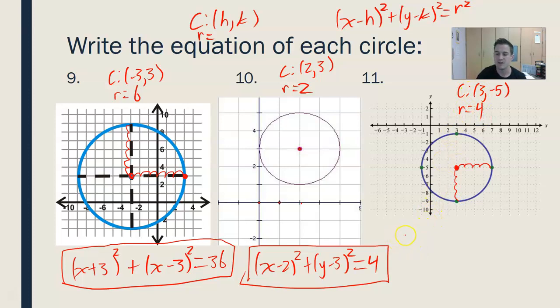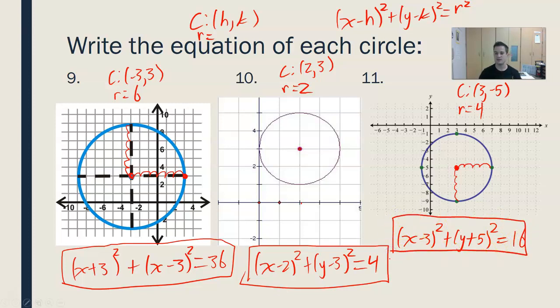So the equation of this circle is going to be (x - 3) squared plus (y + 5) squared, in parentheses, both of them, equals 4 squared. 4 squared is equal to 16. So the equation of my circle is (x - 3)² + (y + 5)² = 16.